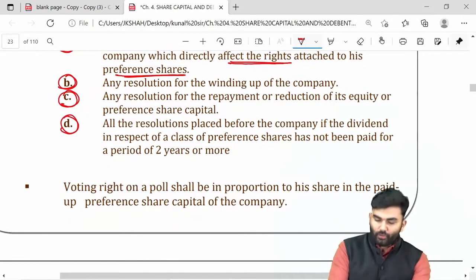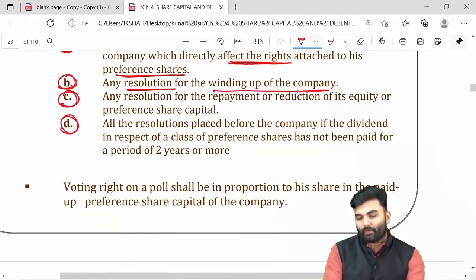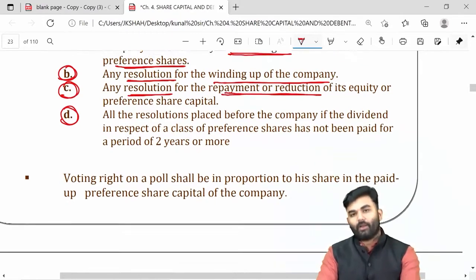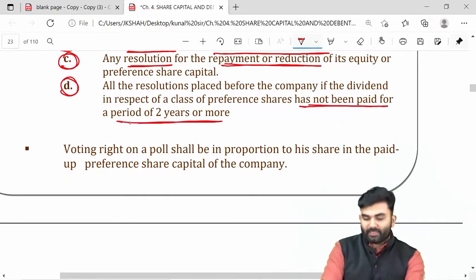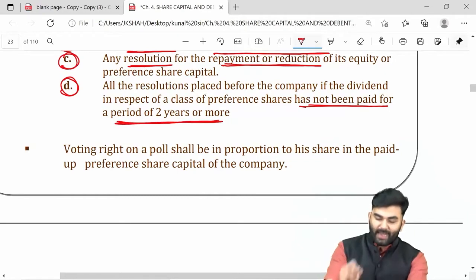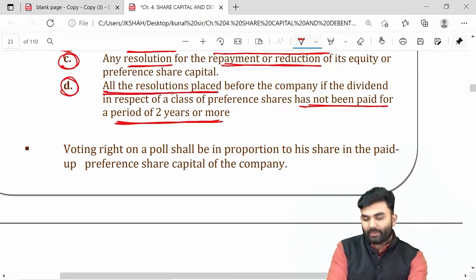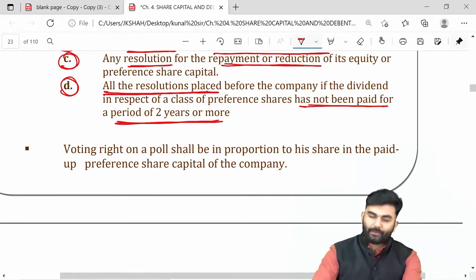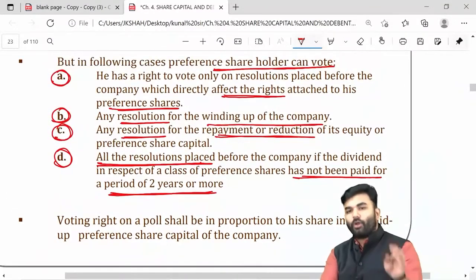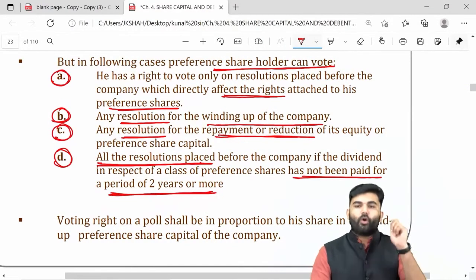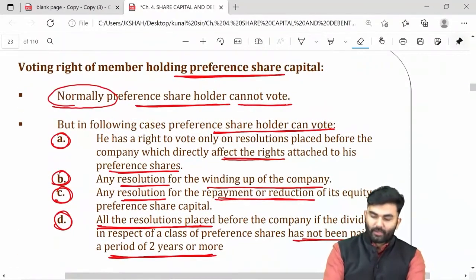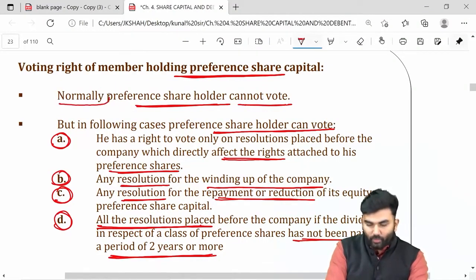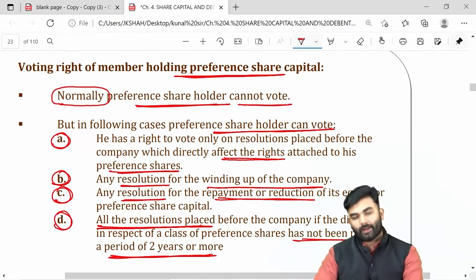In fact, for any resolution the company is going to pass for winding up of the company, or any resolution towards repayment or reduction of equity share capital or preference share capital, or if the company has not paid dividend to its preference shareholders in any of 2 years or more, then every preference shareholder will have a right to vote for all resolutions placed before the company. So only in these four circumstances will a preference shareholder have a right to vote. Normally, a preference shareholder does not have voting rights.